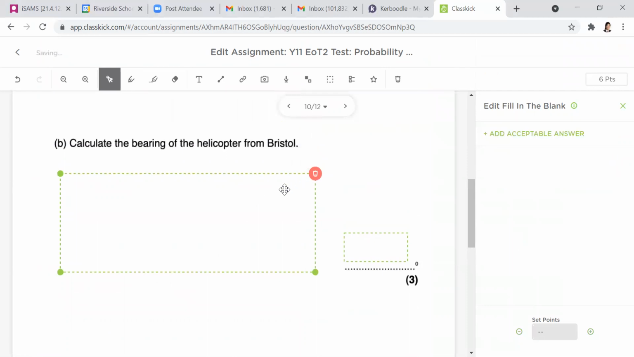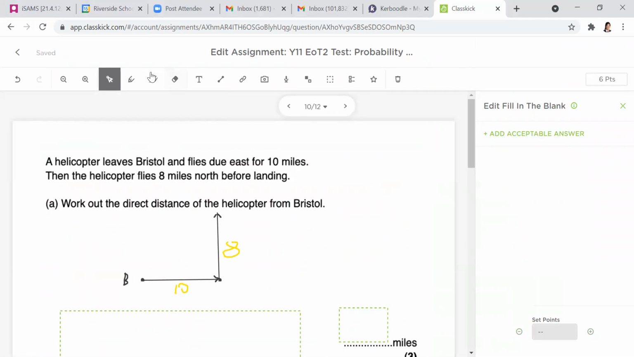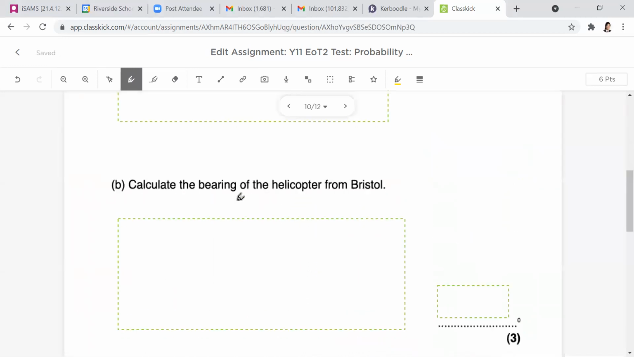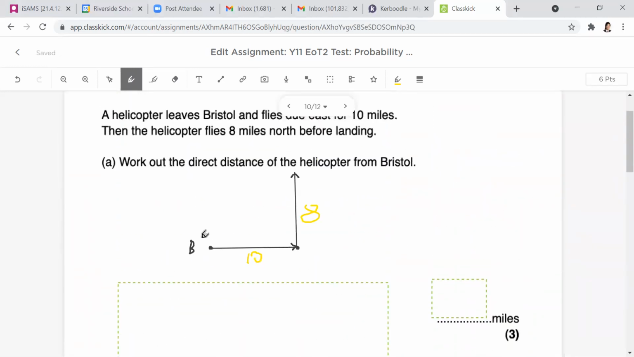Sneaky little bearing question. Someone wrote here, I forgot bearings. That's okay, it happens. I have a working out here. What you want to do, I'll just do it on this page. You want to find the bearing of the helicopter from Bristol. So you're standing at Bristol. Okay, you're standing at Bristol. The helicopter from Bristol.